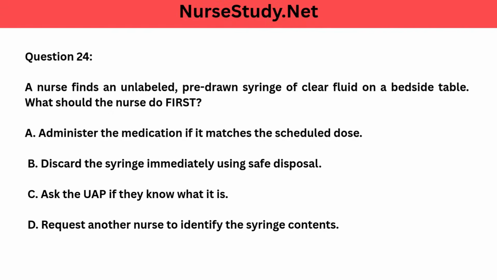Question 24. A nurse finds an unlabeled, pre-drawn syringe of clear fluid on a bedside table. What should the nurse do first? A. Administer the medication if it matches the scheduled dose. B. Discard the syringe immediately using safe disposal. C. Ask the UAP if they know what it is. D. Request another nurse to identify the syringe contents.